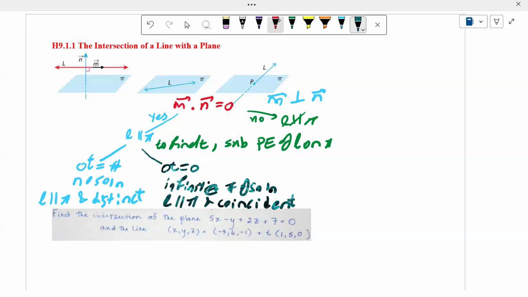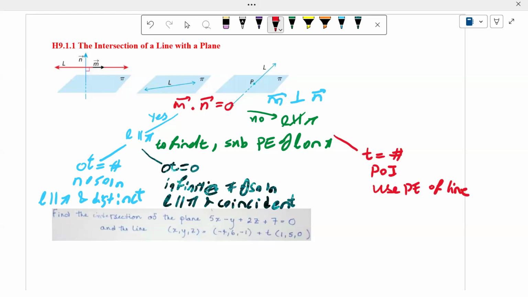Now, what would happen if the line is not parallel to the plane? Well, you have to find T by substituting the parametric equation of the line into the plane, and then you get T is equal to a number. So what does that mean? That means we have a point of intersection. And use the parametric equations of the line.